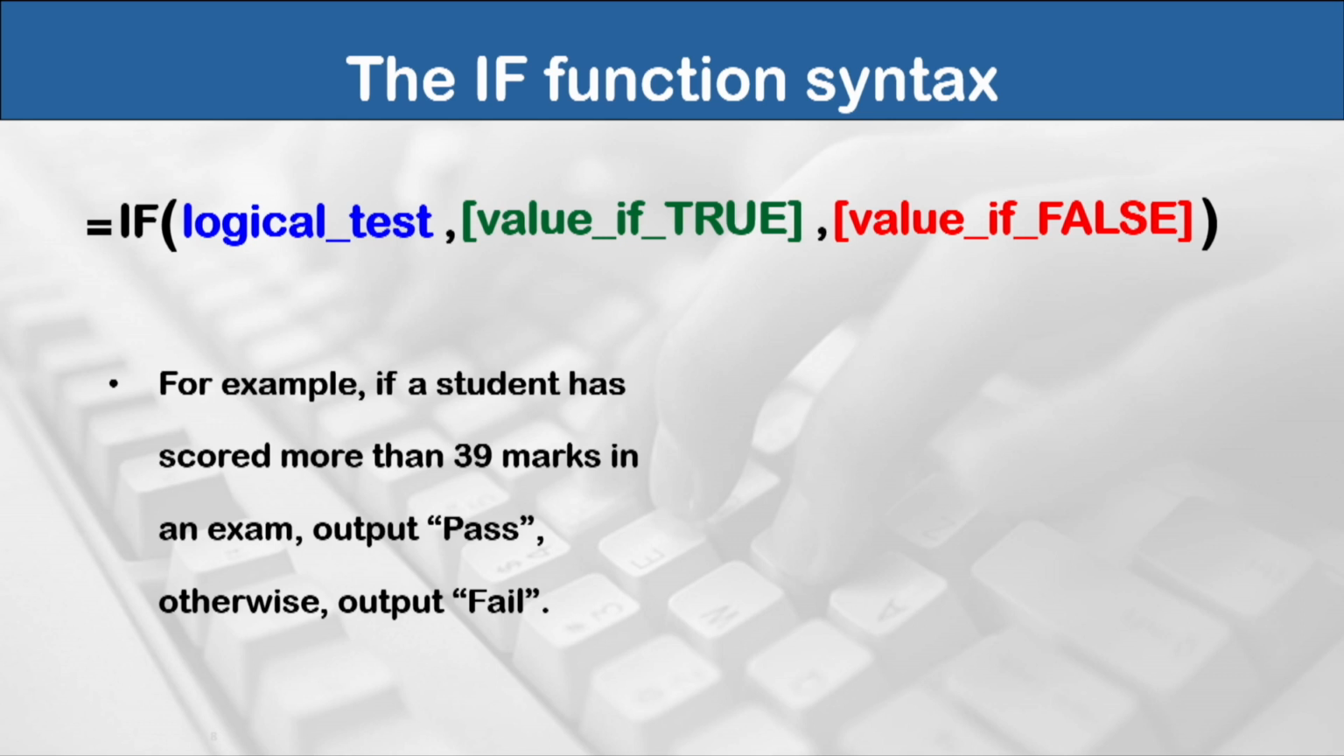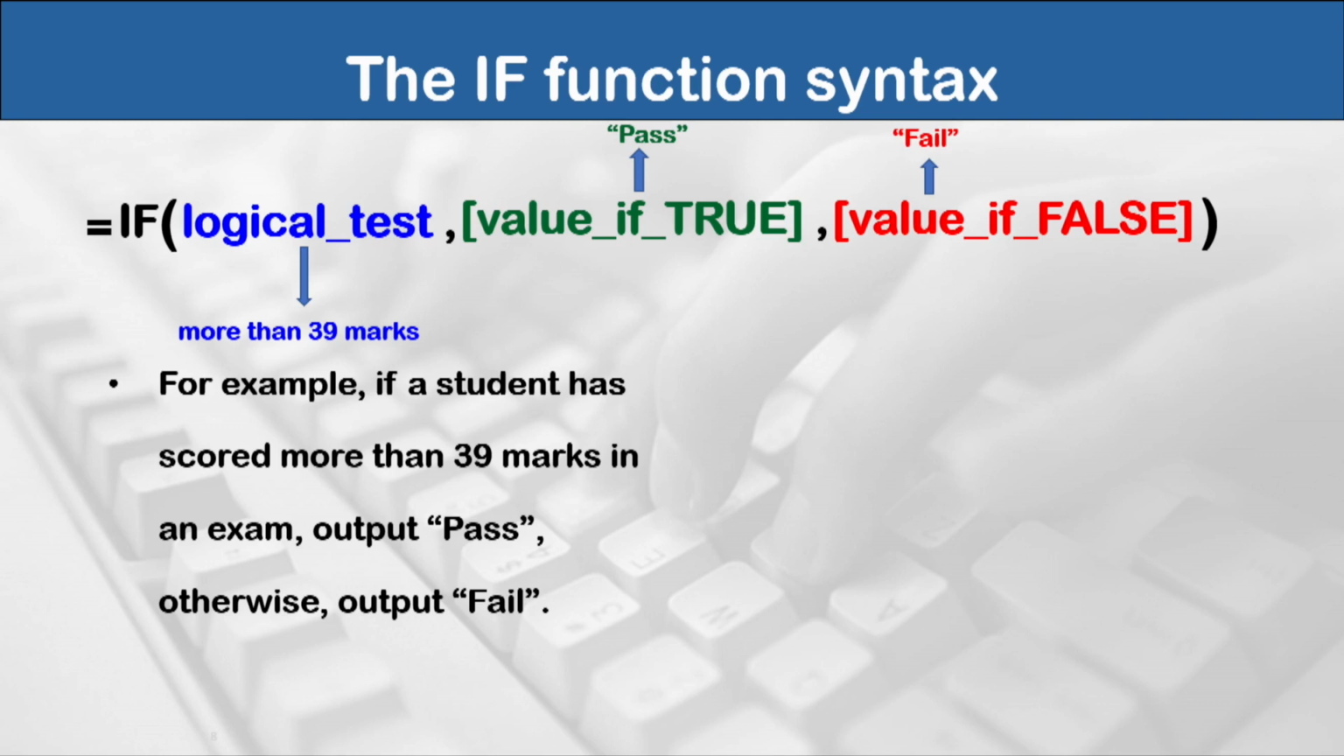This example is based on marks scored by a student and the result obtained. If a student has scored more than 39 marks in an exam, then output pass, otherwise output fail. In this example, the condition is mark more than 39. If this condition is true, that is, if mark is greater than 39, then the result will be pass. But if the condition is false, then the result will be fail.